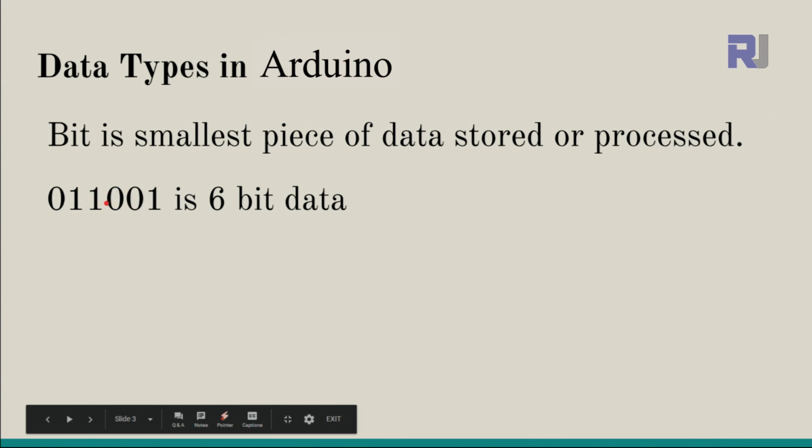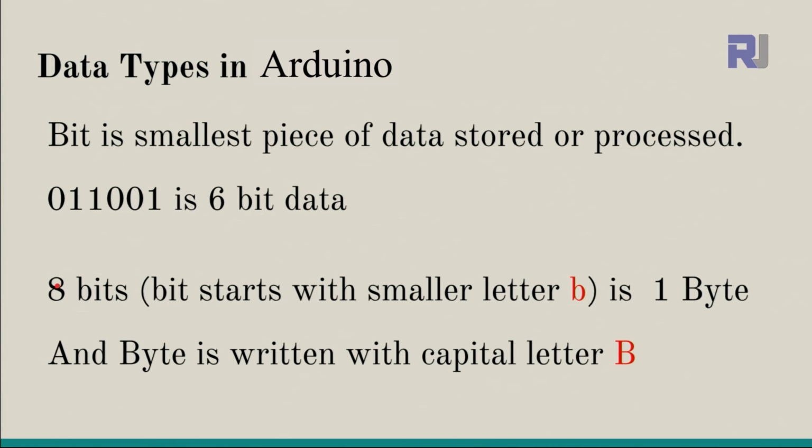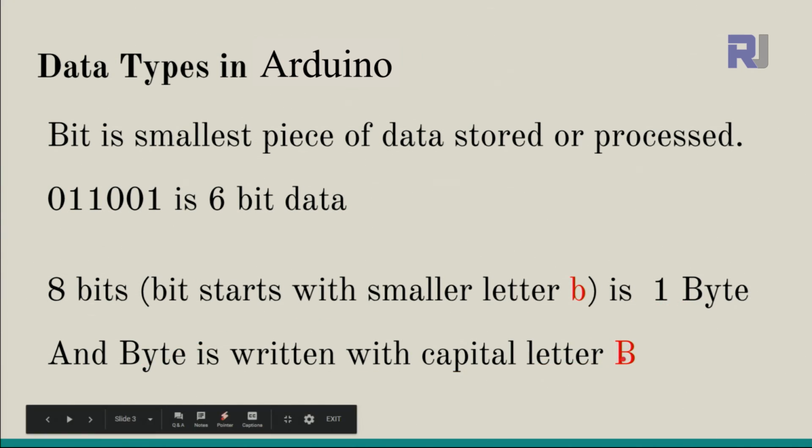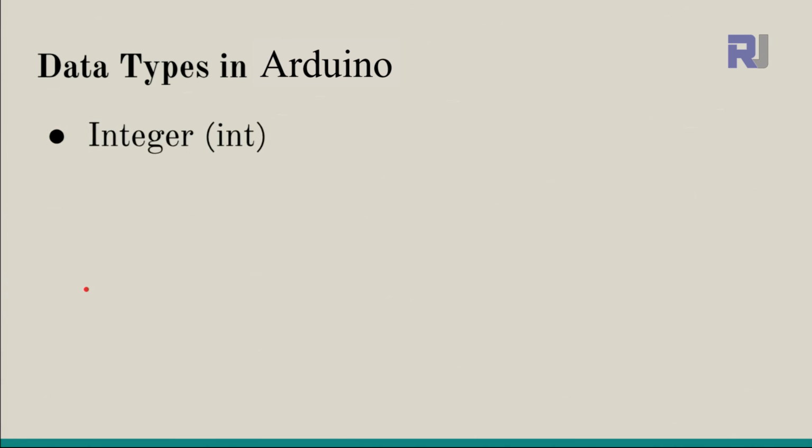011001 is a 6-bit data. 8 bits, where bit is written with a small b, is 1 byte. And a byte is written with a capital B. So remember these two: 1 byte is 8 bits. And the data type that we have is an integer, and we type int to recognize a type of data.